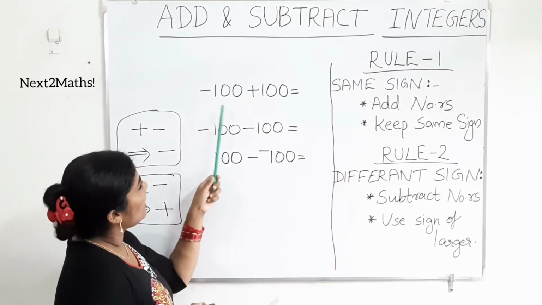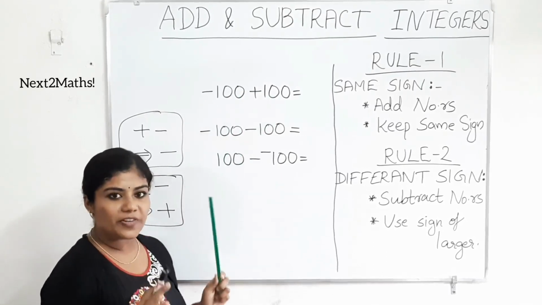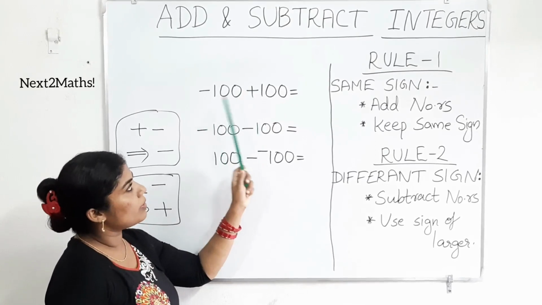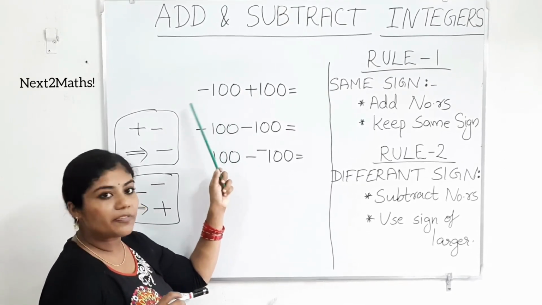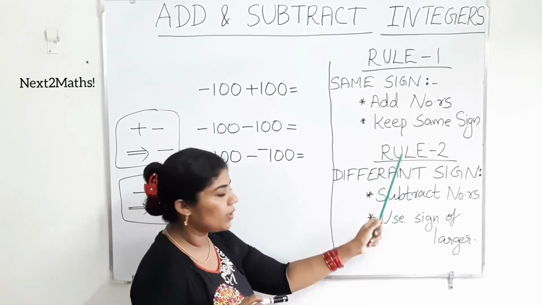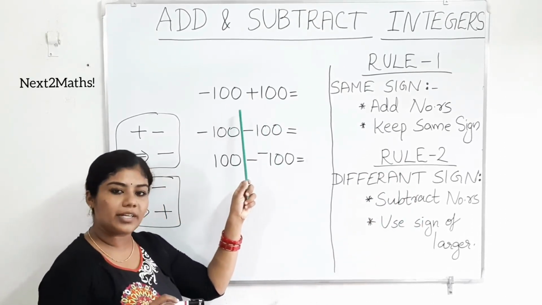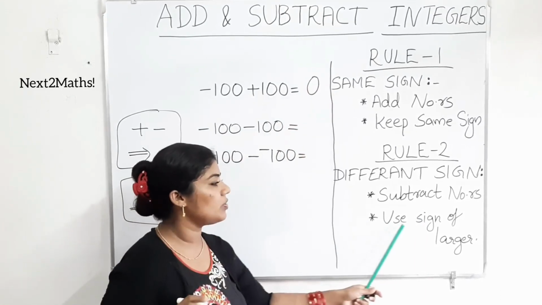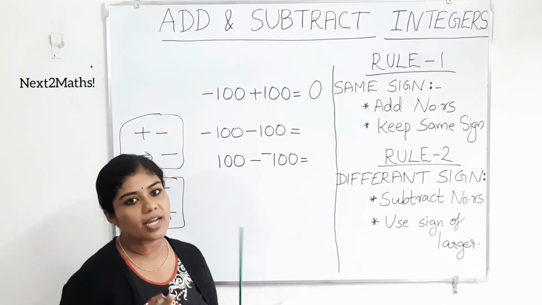Okay. Here we have the numbers 100 and 100. So let's first check the signs, minus and plus. Do both have a different sign or the same sign? Minus and plus. See, we know it is a different sign. So rule 2, subtract the numbers. So 100 minus 100, what will you get? You will get the answer 0. And use the sign of the larger. Here that is not needed because both numbers are the same.